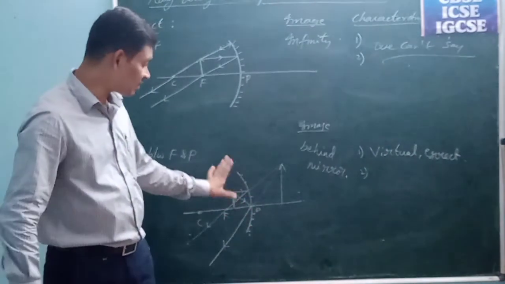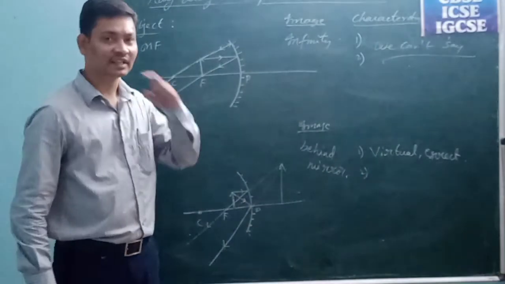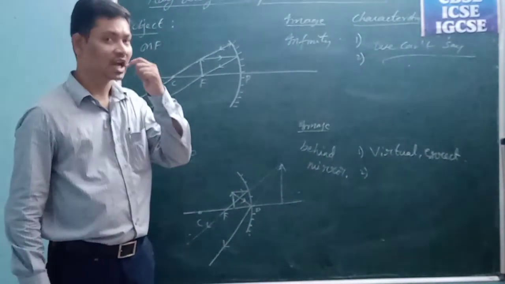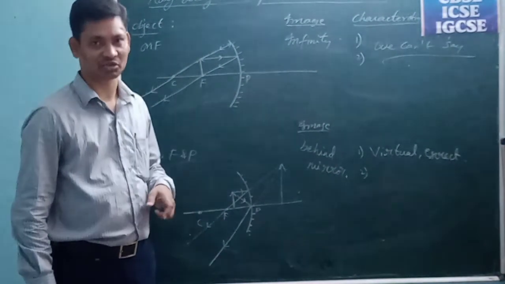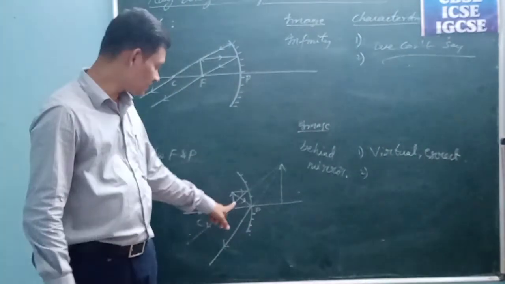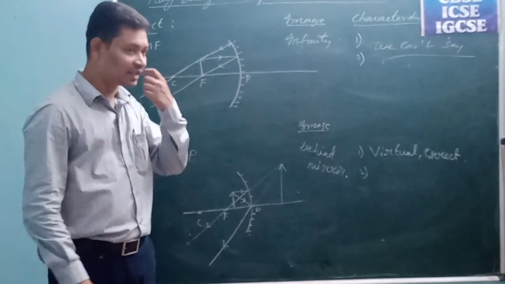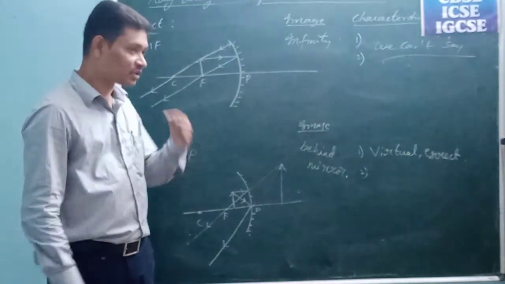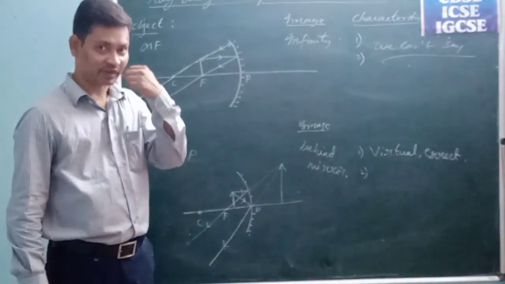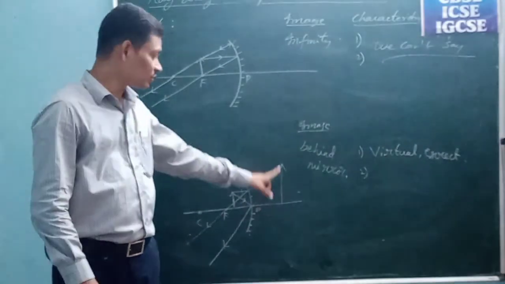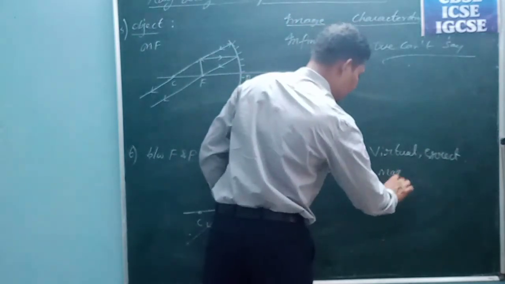See students, this type of concave mirror is used by the dentist. The dentist will keep a small mirror-like thing behind our teeth, so that they can see the magnified image. Suppose this is the position of our teeth, and this is the mirror. The dentist keeps the mirror very close to the teeth, so they can see the fungus or any cavities behind the teeth which we cannot see from the front side. So it's a virtual image. Virtual, erect, and highly magnified.